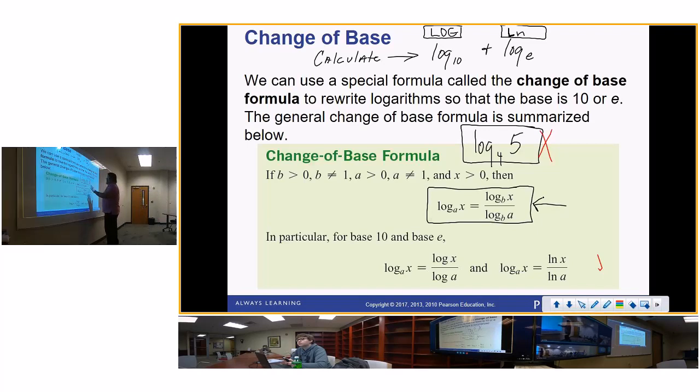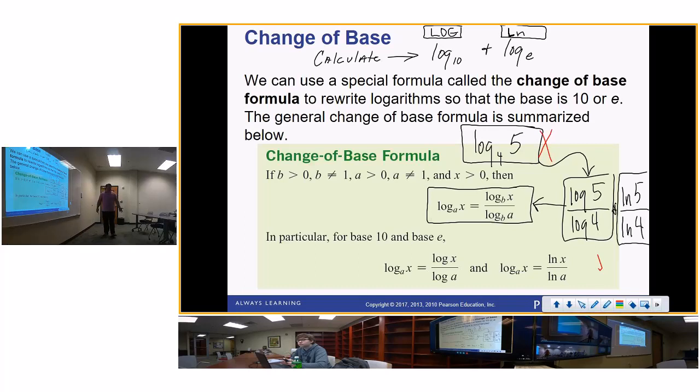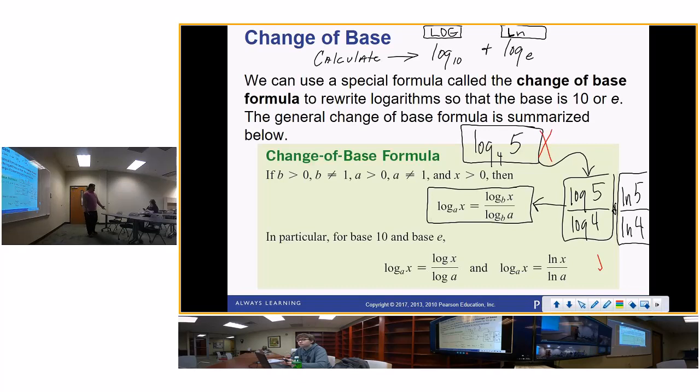So if you have log base 4 of 5, then we're going to change it to log of 5 over the log of what? 4. That's how you would do this. Or if you don't like log and it's just a personal preference, use ln of 5 over ln of what? 4. Now go ahead and do both of those, and you'll see you get the same answer. So go ahead and do those in your calculator.